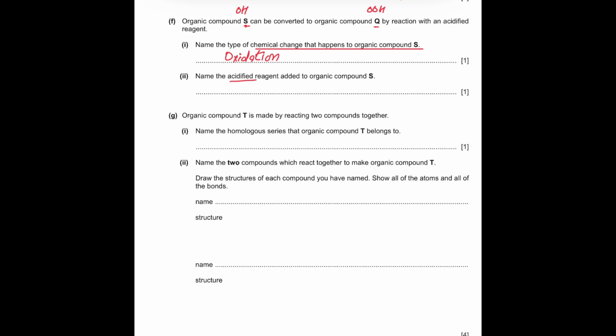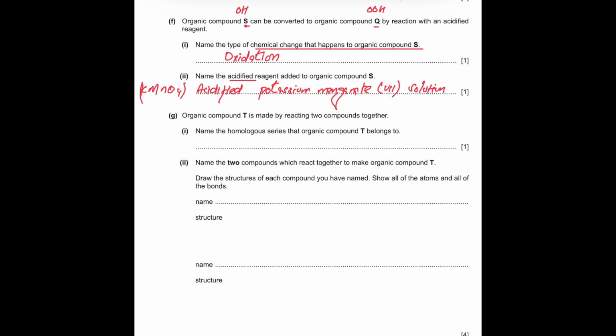Name the acidified reagent added to organic compound S. So simple is that. That is acidified potassium manganate(VII) solution. Its formula is, I'm going to write the formula over here for you, KMnO4, acidified potassium manganate solution.